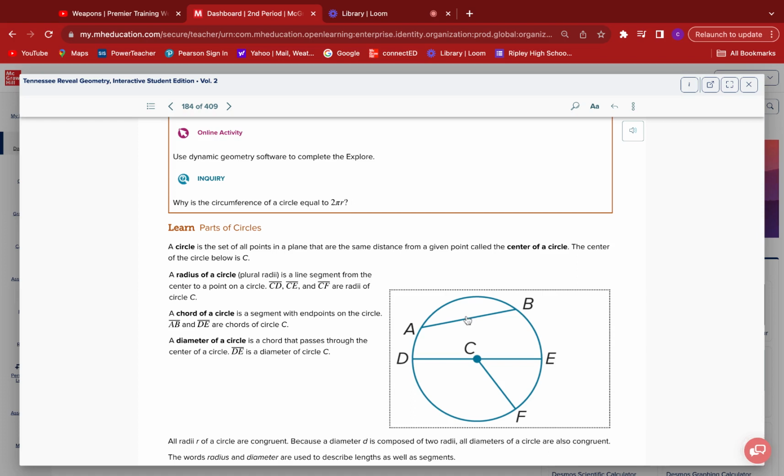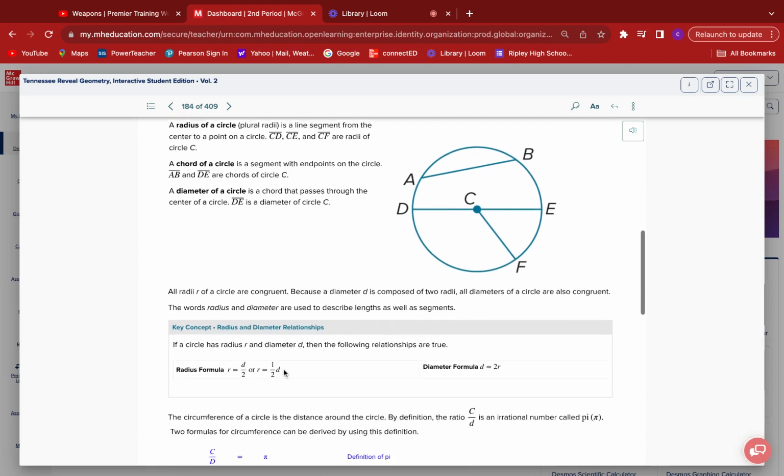If you're wondering what a chord looks like, it's a segment whose both endpoints are on the circle, and it doesn't go through the, well, I guess it could go through the center. Technically a diameter is a chord. But AB is a chord that doesn't go through the center, so this is not a diameter. DE is a chord, but it's the diameter, more importantly, because it goes through the center C. All right, so I think we got that covered.